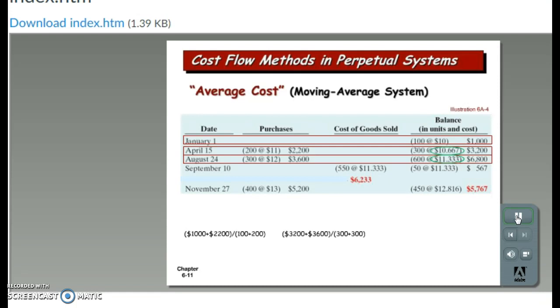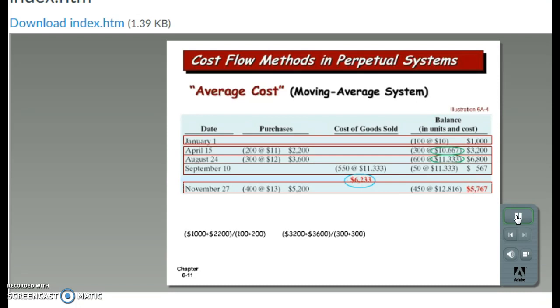The September 10 sale of 550 units is recorded at the average cost of $11.333 for a total cost of goods sold of $6,233. After the purchase on November 27, a new average unit cost of $12.815 is calculated. A new average cost per unit is calculated after each purchase. The cost of goods sold is determined by adding the amounts in the cost of goods sold column.